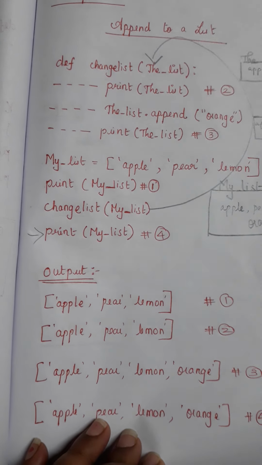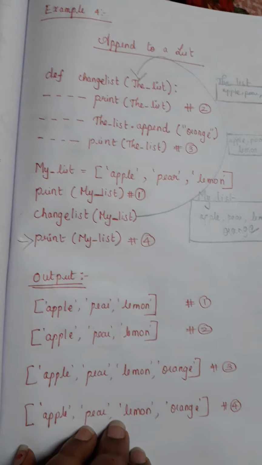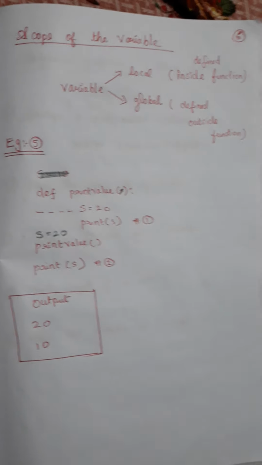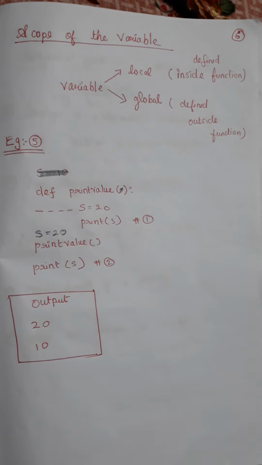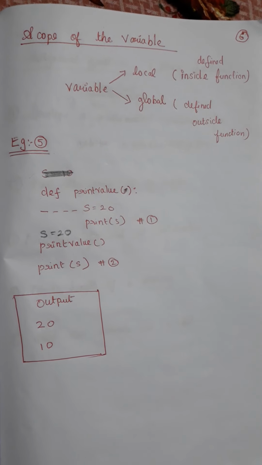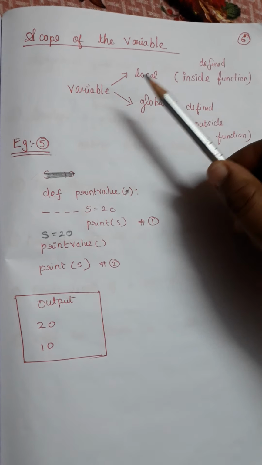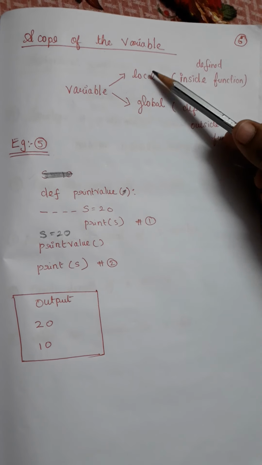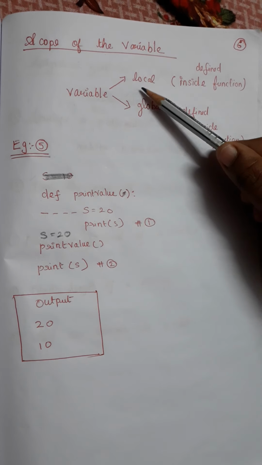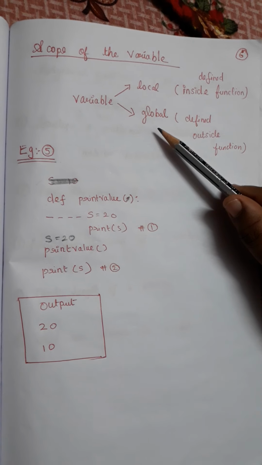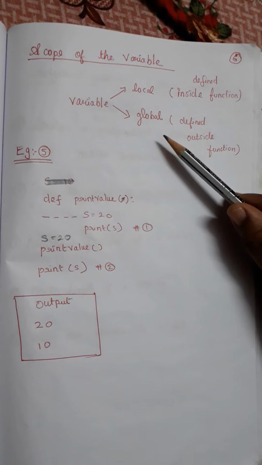These are very important topics, so that's why I am revising them once again. The last topic we are going to see today is scope of a variable. Scope of a variable means the visibility of the variable, where the variable is valid and where it becomes invalid. A variable can be defined as a local variable or a global variable. The variable defined inside the function is called a local variable. The variable defined outside the function is called a global variable.